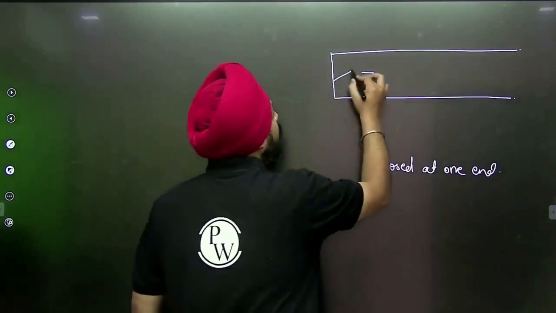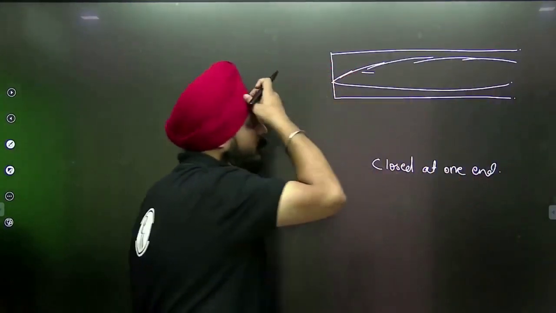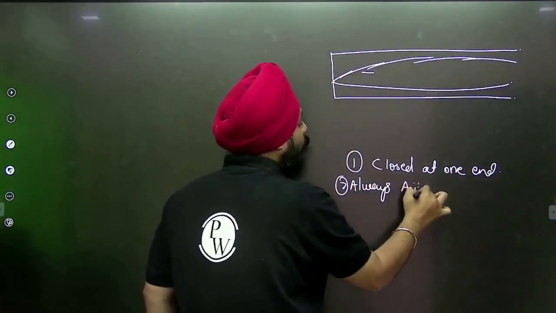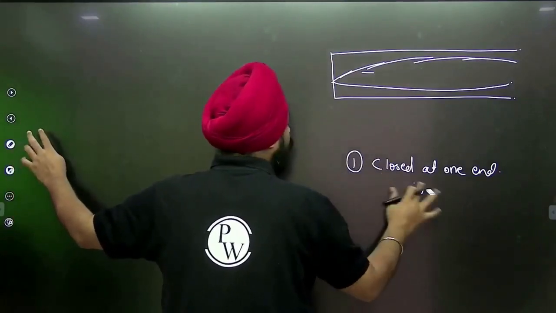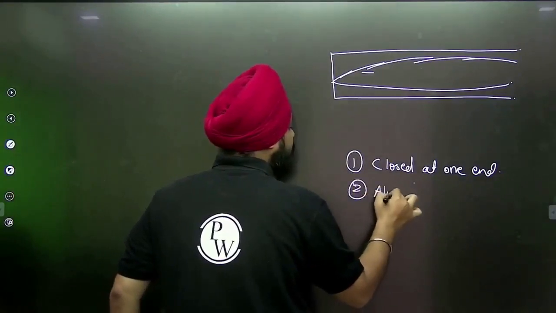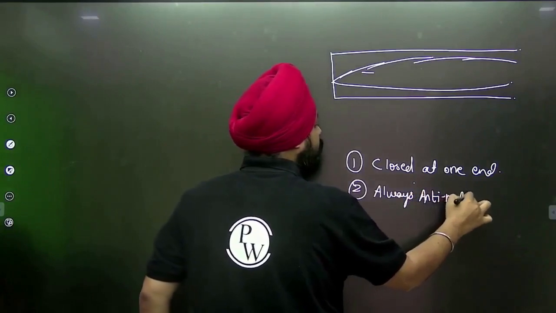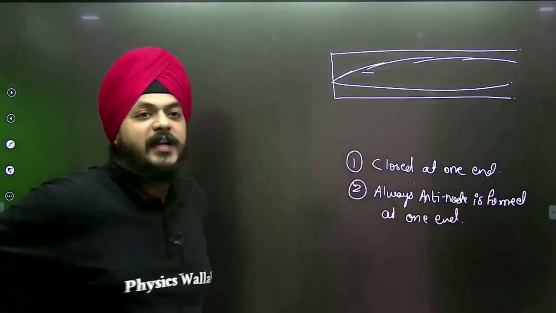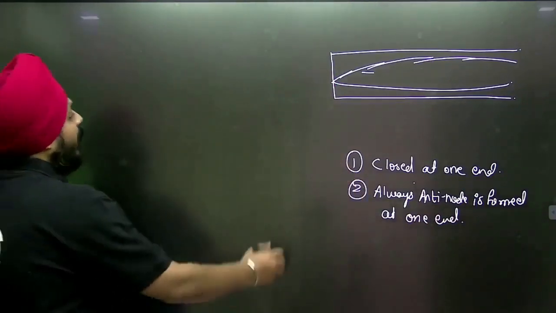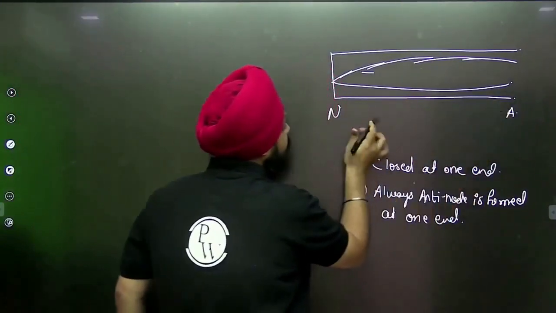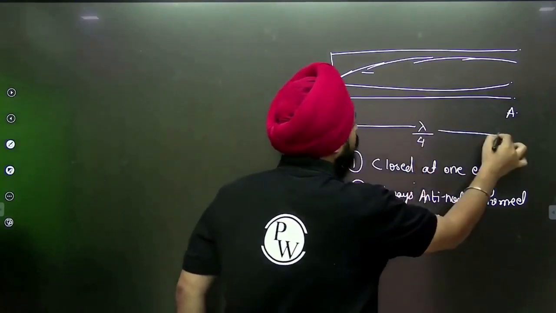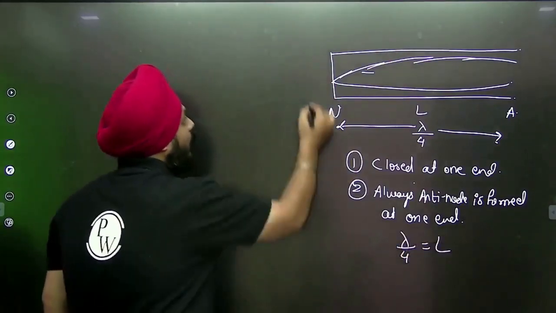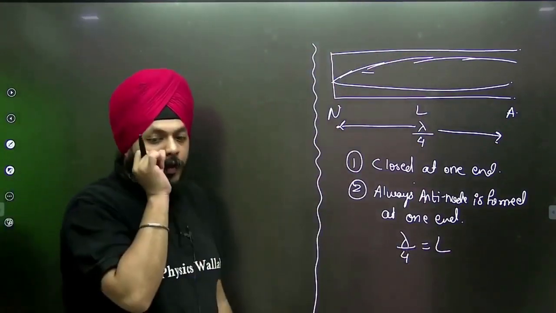Now what happens here? When it is closed at one end, an antinode is always formed at the open end. Just keep one thing in your mind, always an antinode is formed at the open end, and here we have a node. What is the distance between node and antinode? Can I say it is equal to lambda by 4? Can I consider in this case lambda by 4 as the length of the column? Lambda by 4 is equal to the length of the column.